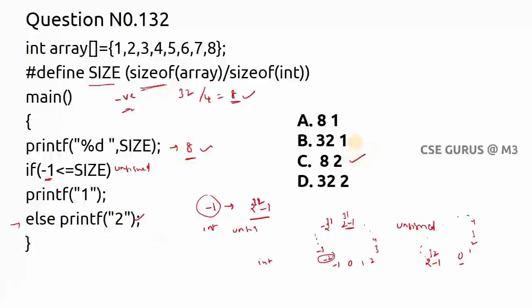Option C is correct. So this is a different situation when you compare with the size. When you use the sizeof operator, it is always a positive value, that's why it is taken as unsigned integer. Even if you write a negative value here, it converts this negative value into a positive value. So if I convert, it will be taken like this and it will check that condition. Anyway, here in this case the condition is false, that's why it takes the else part.